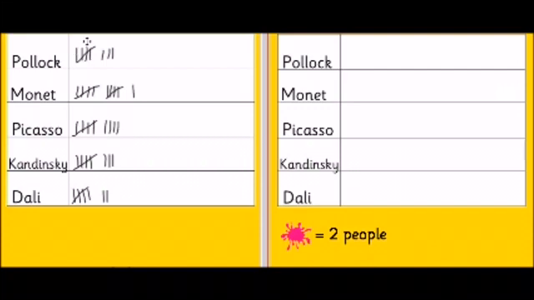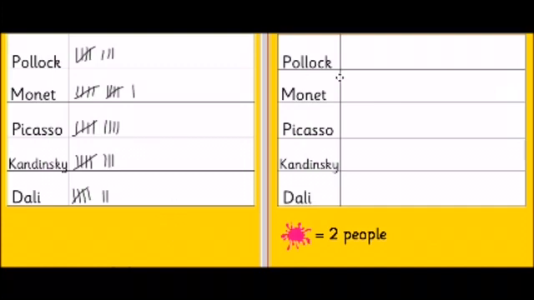So you can see I've got 5, 6, 7, 8 people who said Pollock was their favourite. We've got 5, 10, 11 people who said Monet. We've got 5, 6, 7, 8, 9 people who said Picasso. And we've got 5, 6, 7, 8 people who said Kandinsky and 7 people who said Dali.